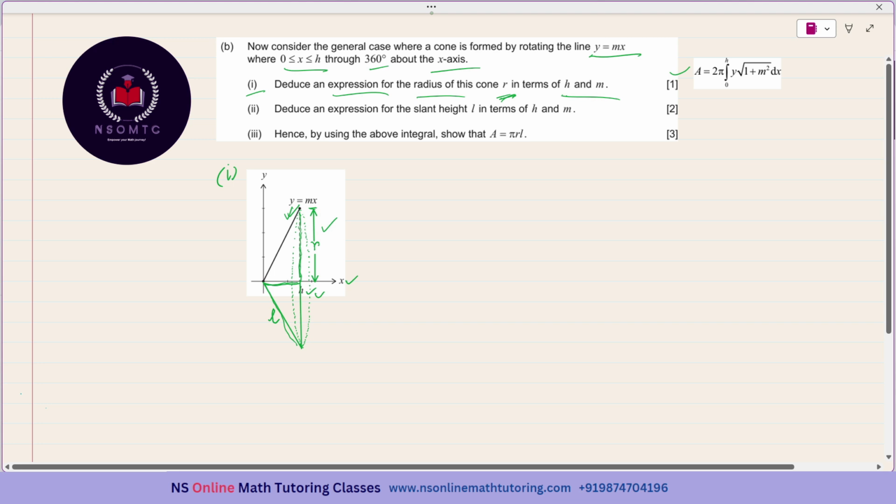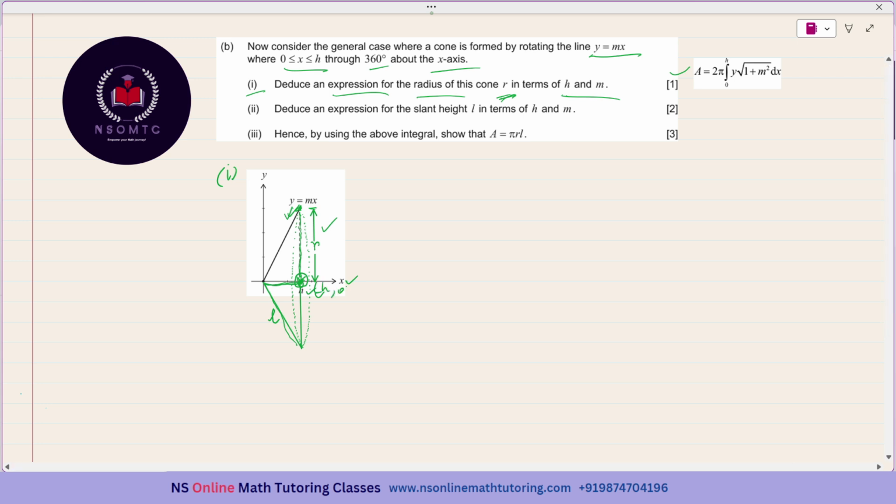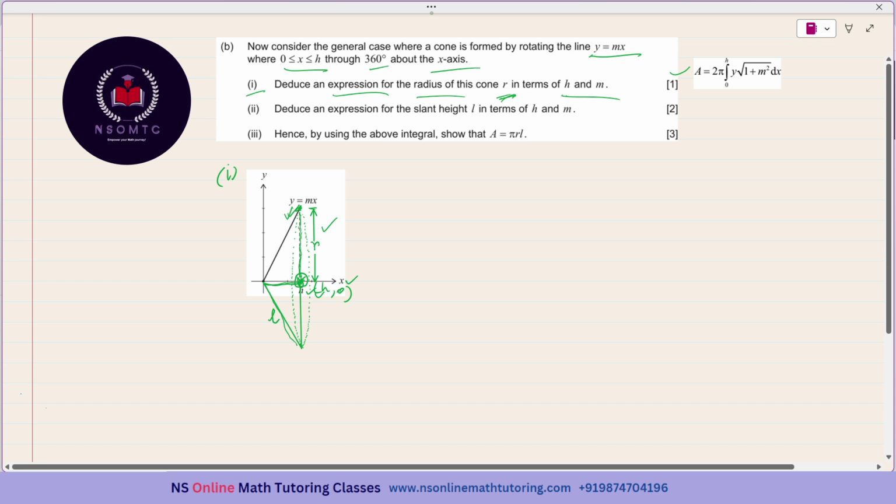So what are the coordinates of these 2 points? Let us first of all get the coordinates of these 2 points. Since this point is on the x-axis, the coordinates will be h, comma 0. The y coordinate has to be 0. And over here, the x coordinate will be h, and since this point is on the line y equals mx, the y coordinate will be m times h, because the x value is h.